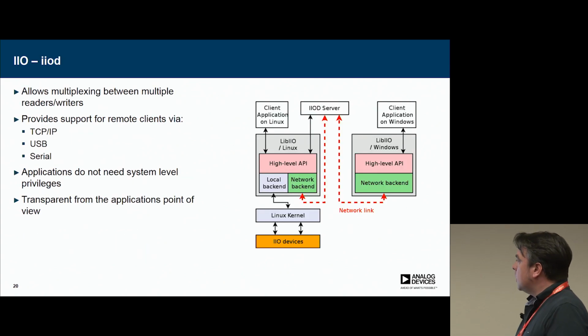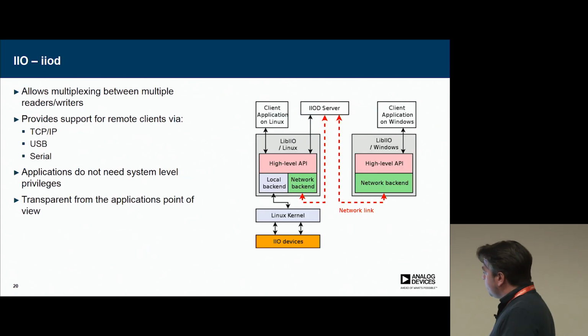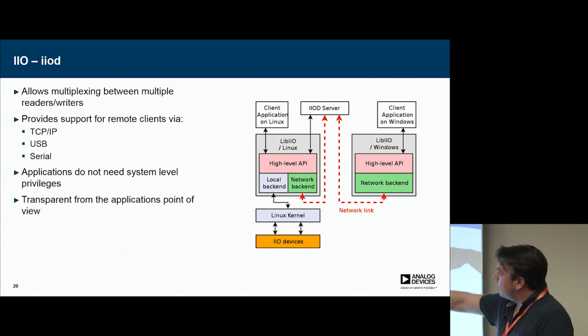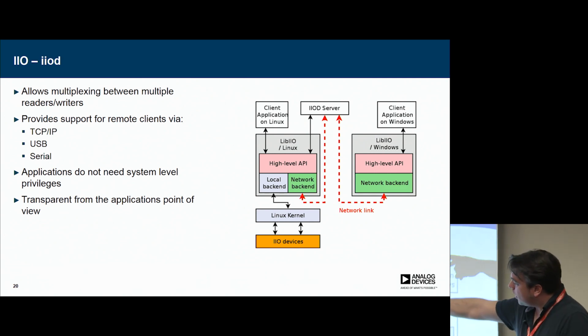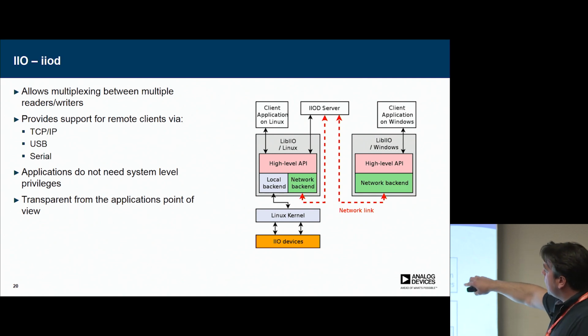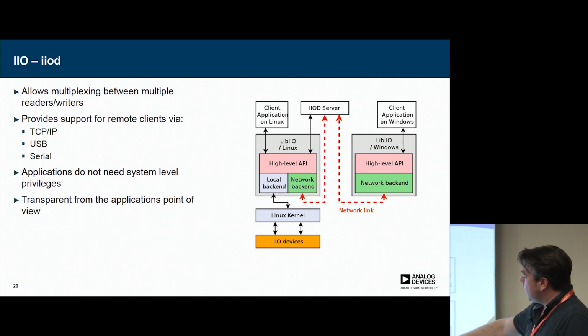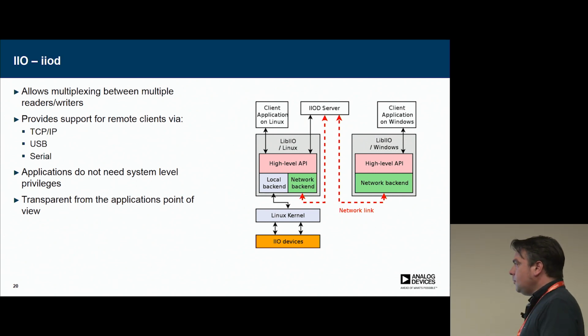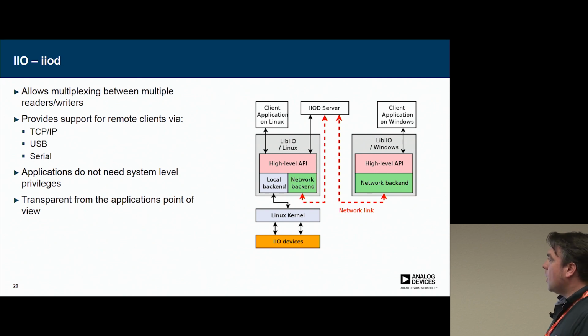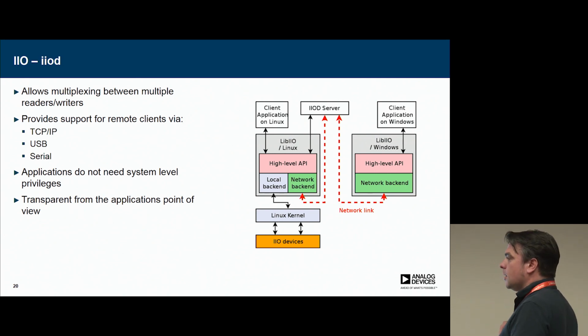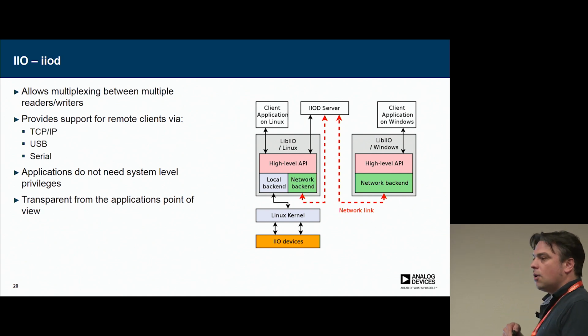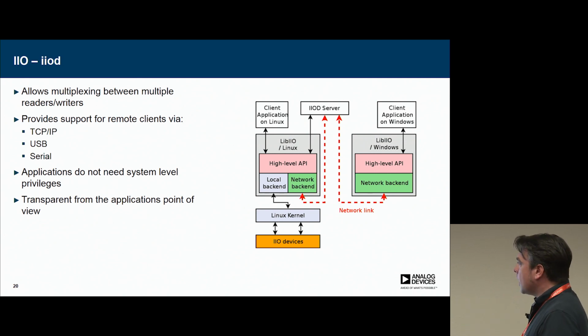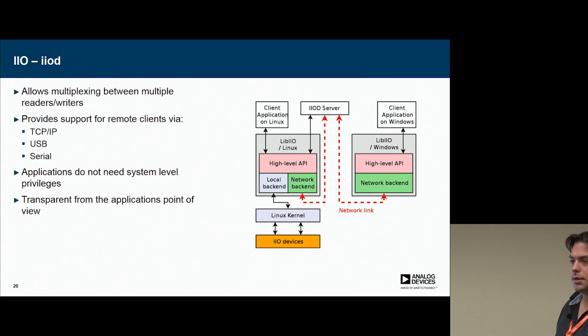So maybe we advance on this slide. Here's an application on one computer that uses the local backend, or you can have an application on a different computer which uses a network backend. Also, this slide is about iiod. That's the daemon that actually makes that happen. So the daemon runs on the target, on the SDR itself, and provides this kind of connectivity to other applications who might sit remote.